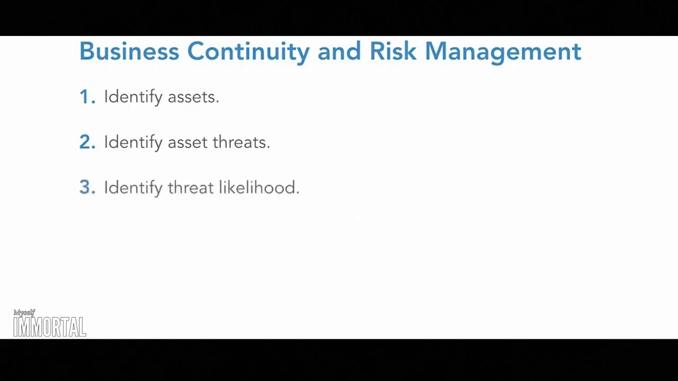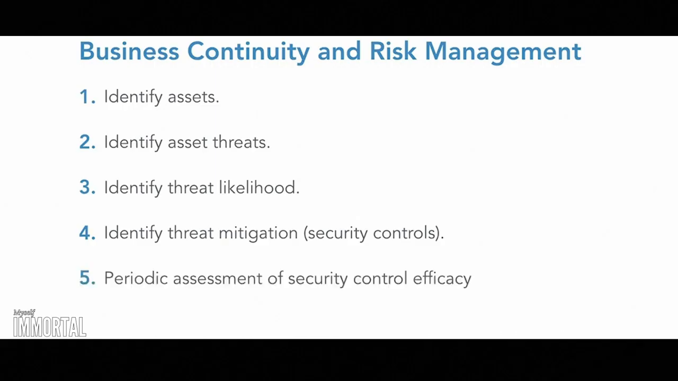Then we look at the threat likelihood. What are the chances, or what is the likelihood that this could occur? You could even do a historical analysis of past incidents to determine the current likelihood of that threat being realized. And then identifying threat mitigations. These are security controls. So in this particular case, the mitigating control might be to use AES 256-bit encryption to protect the customer database. Finally, always remember that you need to conduct periodic assessments of security controls to ensure that they remain effective.